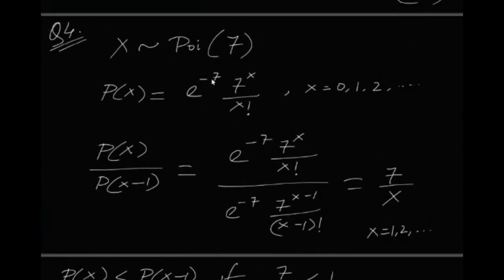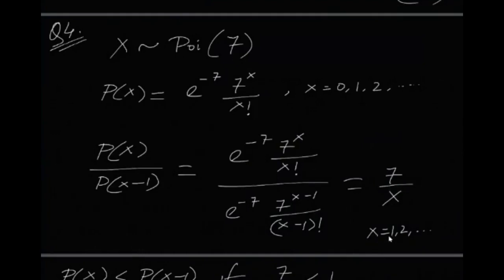the PMF of X is nothing but e to the power minus 7 into 7 to the power x by x factorial, right? Where x is 0, 1, 2, and so on, the support of X. So let us take p of x by p of x minus 1, right? That is e to the power minus 7 into 7 to the power x by x factorial divided by e to the power minus 7 into 7 to the power x minus 1 by x minus 1 factorial. I'm just dividing these two. So it turns out to be 7 by x.